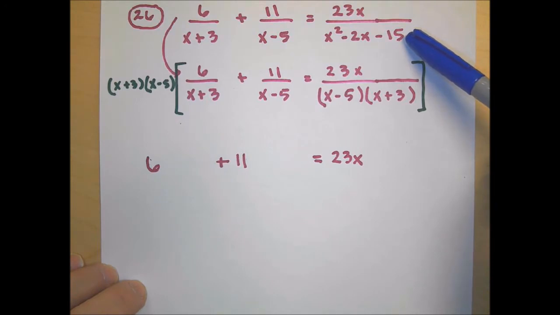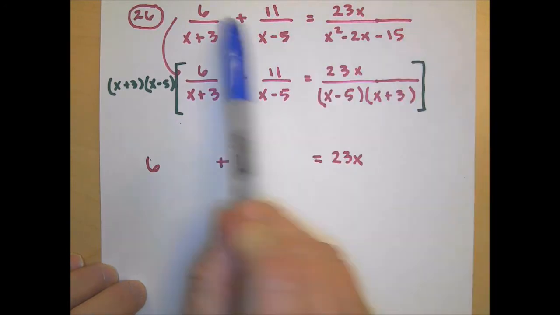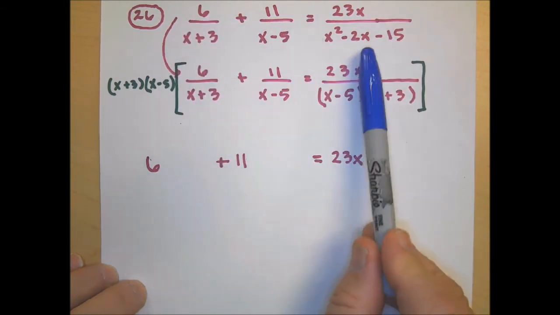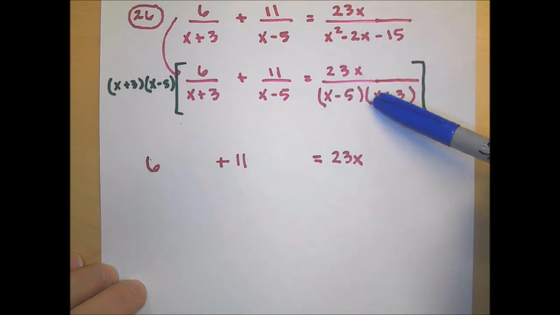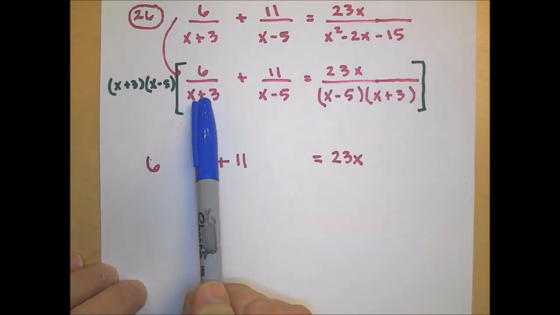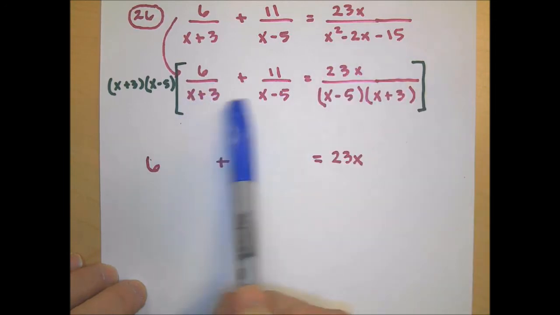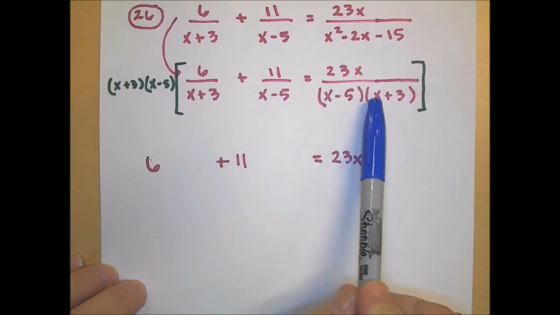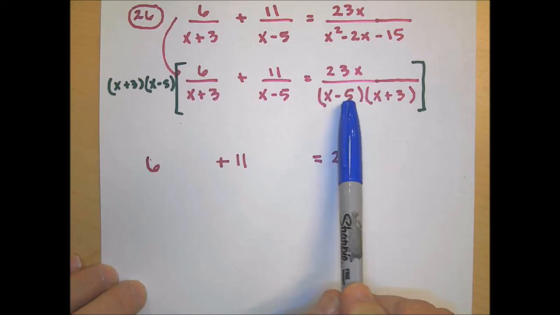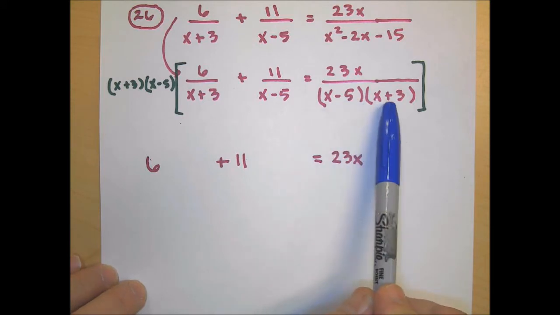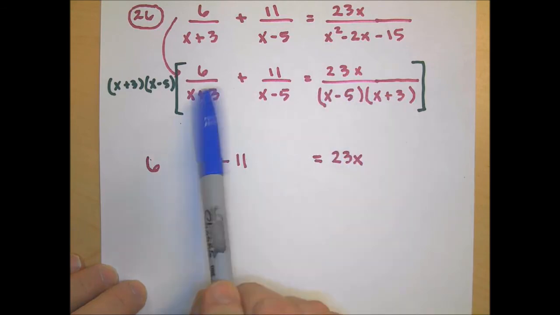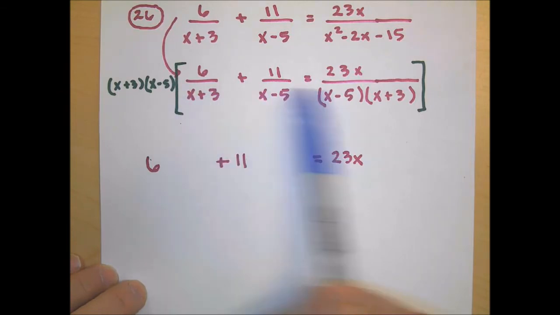So the next thing I did was I factored it. The only difference between the original problem and this part of the problem right here is this denominator has been factored. Now, I see that the first term has a denominator of x plus 3, the second term has a denominator of x minus 5, and the third term, the equals term, has a denominator of x minus 5 times x plus 3. So, the equals term has both binomials as its denominator.